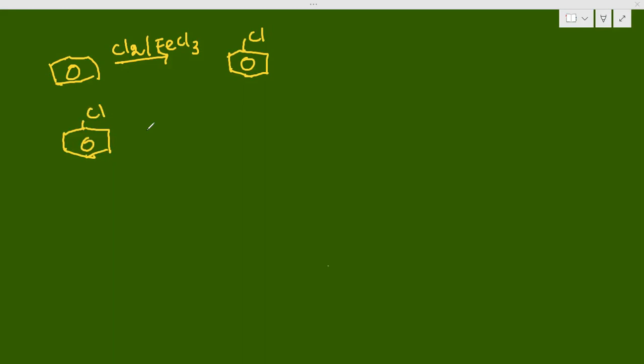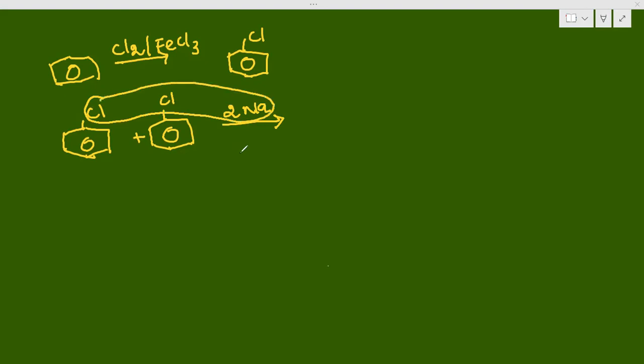Both are aryl chlorides, and for that I require two moles of chlorobenzene in the presence of two moles of sodium. These two react with each other, and two moles of sodium chloride are removed, and we get biphenyl as the product. Two phenyl groups are attached to each other, and that product is called biphenyl. This is the biphenyl product.